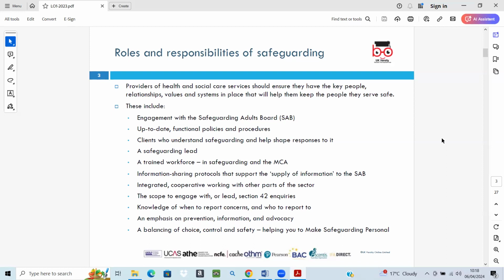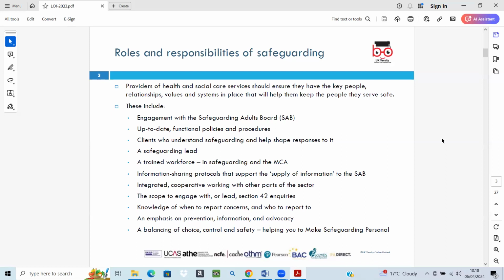The Mental Capacity Act is important. Why is it important? It helps staff understand when an individual might lack the capacity to make certain decisions and how to act in their best interest while still safeguarding their needs. And we generally do the Mental Capacity Act for every individual or service user which we serve.